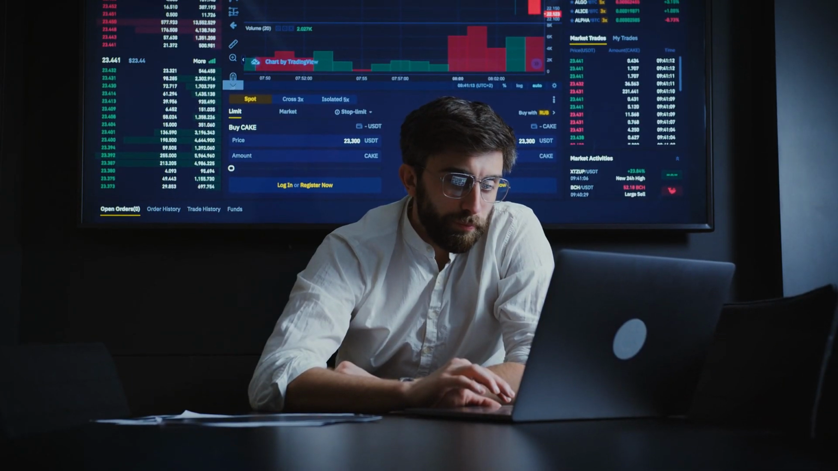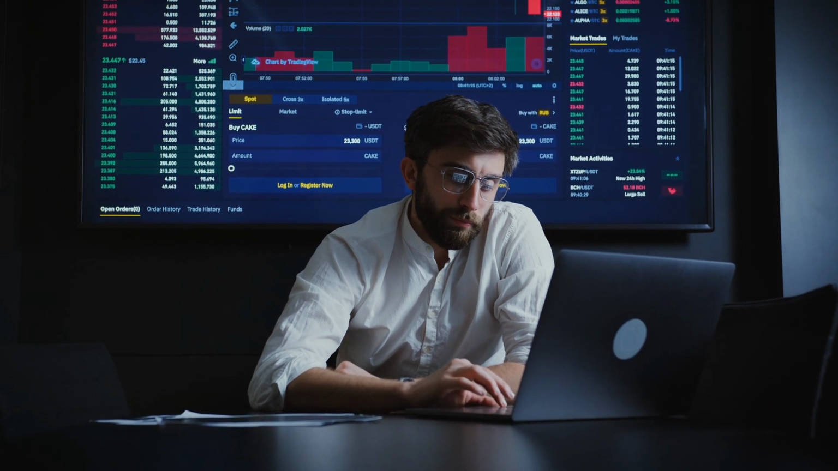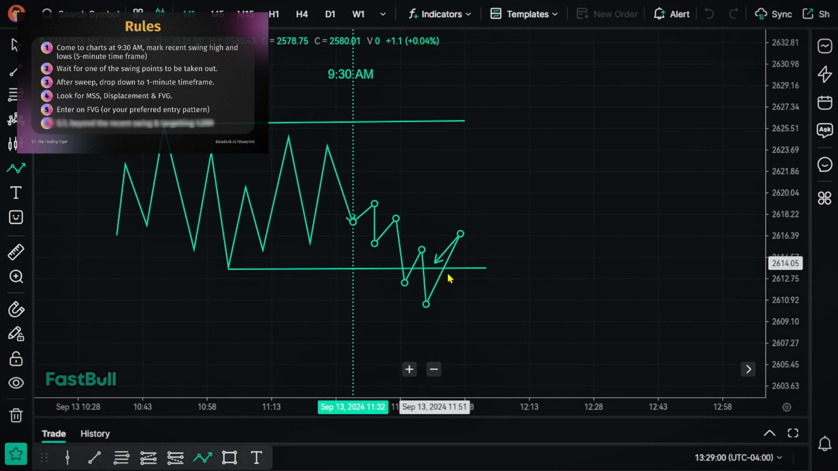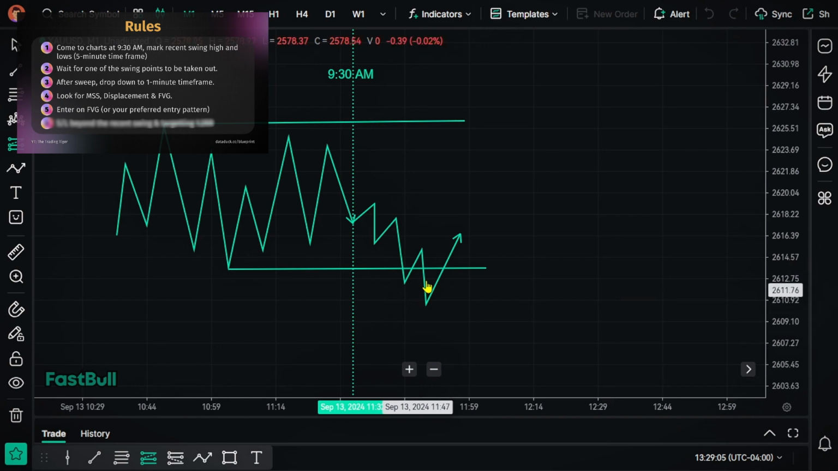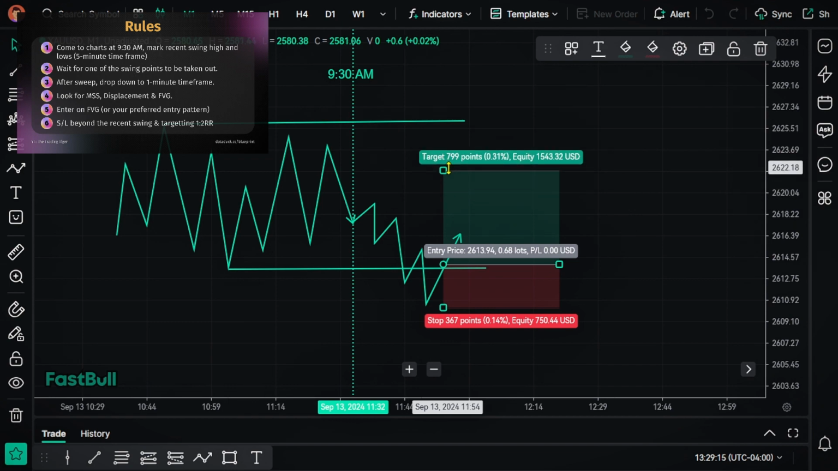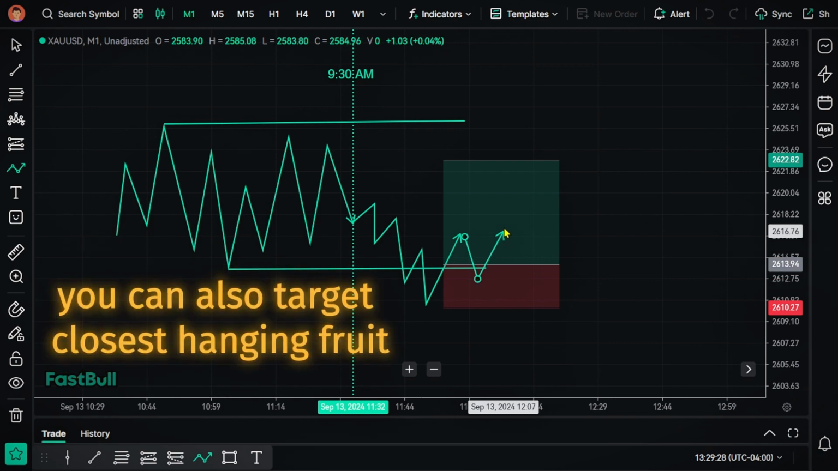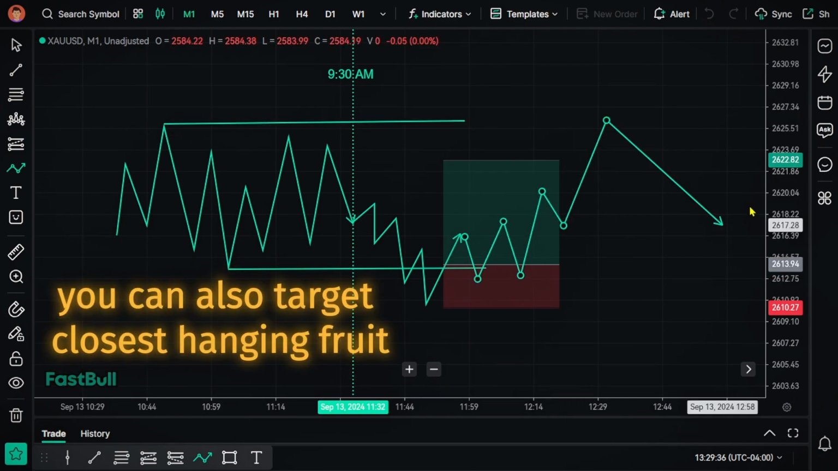Now that we've covered the basic terms, we combine them as powerful confluences for this strategy. You'll enter the trade using the FVG, an order block, or the overlap of both, whichever is your preferred entry pattern. Place your stop loss beyond the recent swing point. For take profit, aim for a 1:2 risk to reward ratio, which is sufficient to be profitable. You can also target the closest opposing liquidity, also known as the closest hanging fruit.